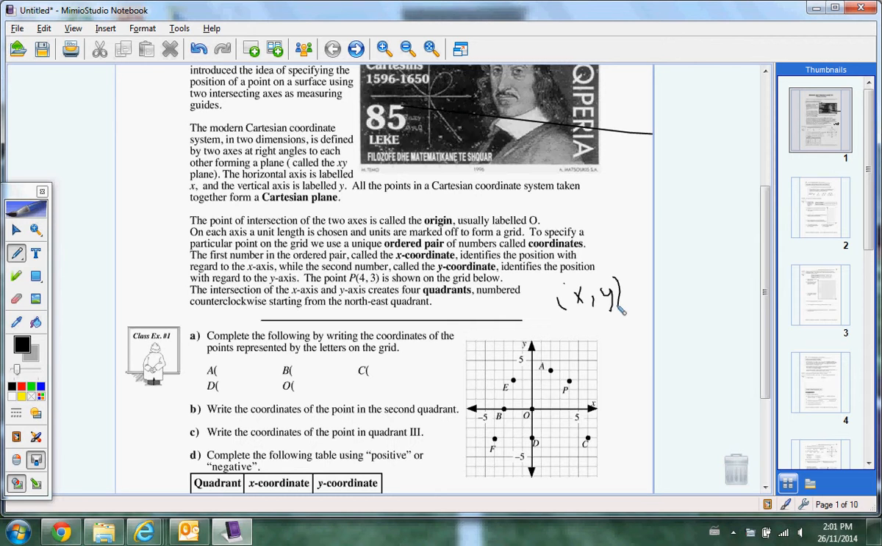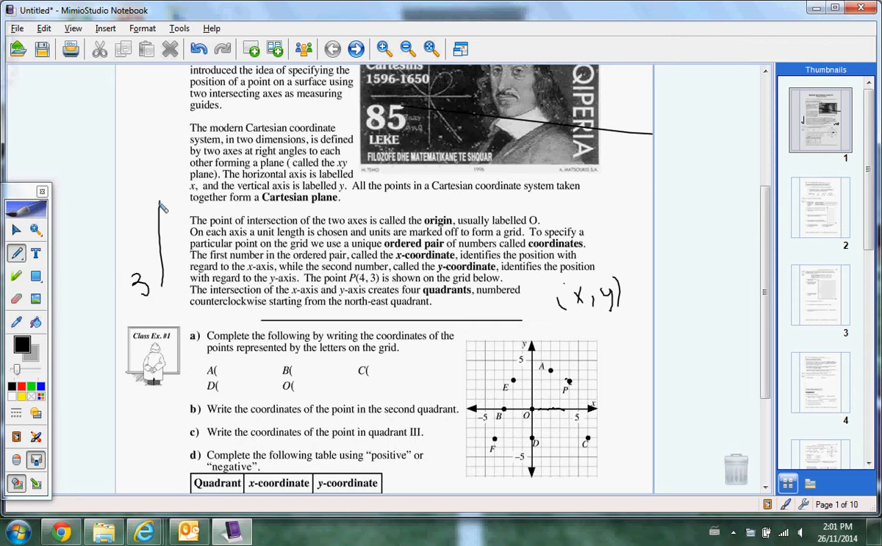The first number of the ordered pair is called the x-coordinate. The second number is called the y-coordinate. It identifies the position with regard to the y-axis. The point (4, 3) is shown on the grid below as P. It goes over 4, up 3. That's point (4, 3) right there. All right, any questions on that so far?